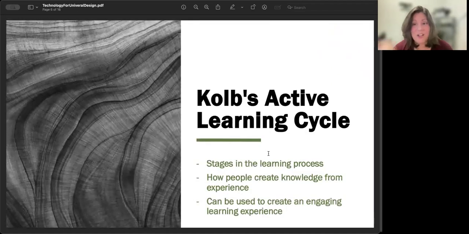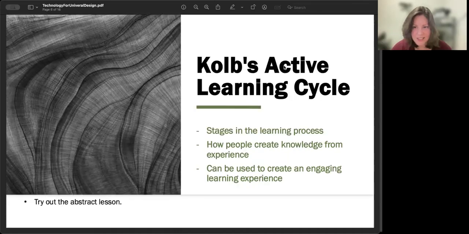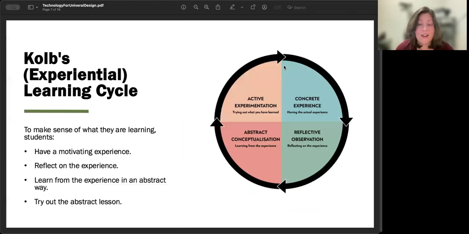With that in mind, I was also trying to use Kolb's active learning cycle. So this is, in case you haven't seen it before, the stages of the learning process as described by Kolb in an active and experiential way. Some people call it Kolb's experiential active learning cycle. And it looks like this. And theoretically, you could hop in the circle wherever.